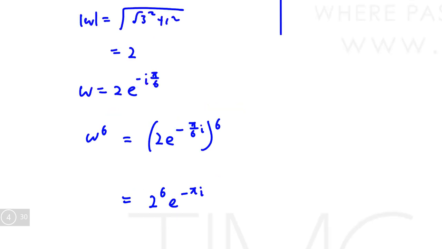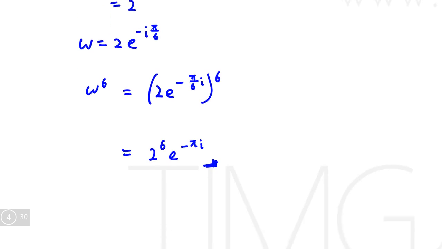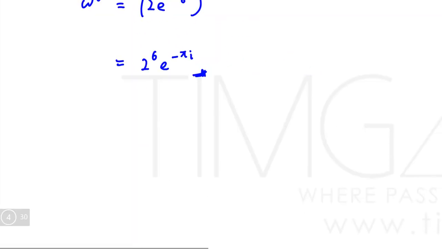Is this correct? Likely this is it. Okay? So this is the exponent. 2 to the power of 6, I'm not sure, I'll just key in the calculator. What is it? Oh, 64. So it's 64 e to the power of minus pi i.